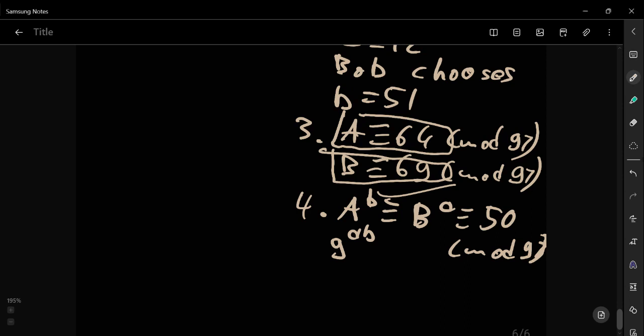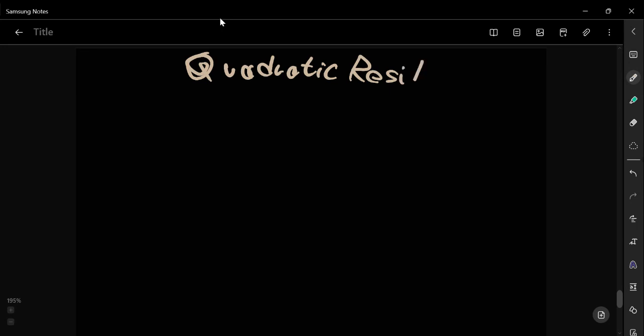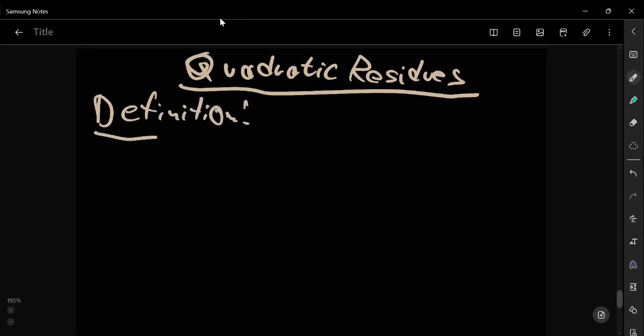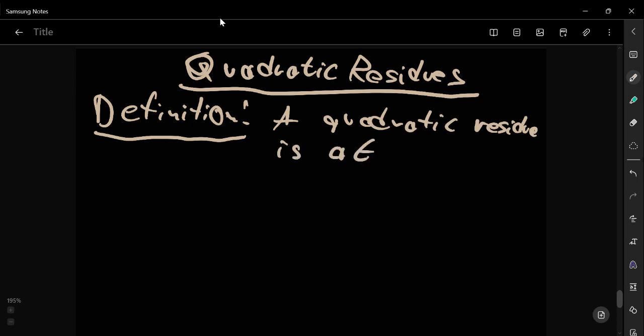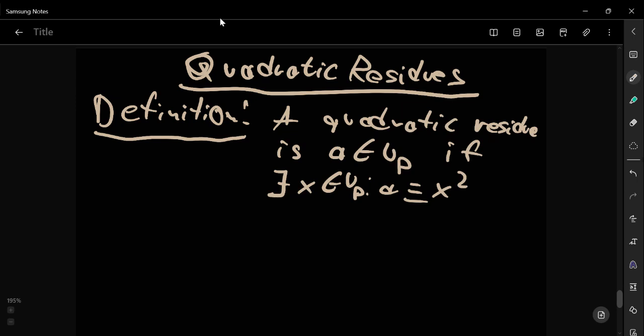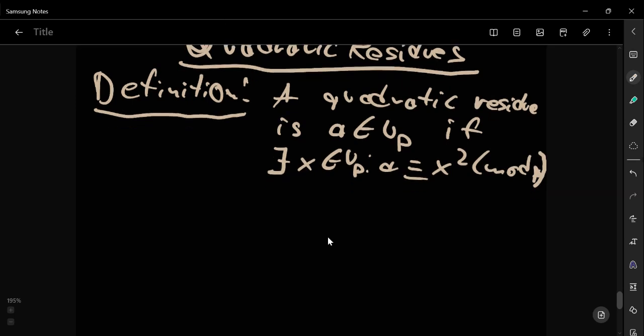So now I'd like to talk about another topic. So quadratic residues. So a quadratic residue is basically what you would expect it to be. It's just a square number modulo a prime p. So a quadratic residue is an element A in Z_p* if there exists an element X in Z_p* such that A is equal to X squared. Or I should maybe rather say A is congruent to X squared modulo p. And notice that according to this definition, 0 is no quadratic residue.